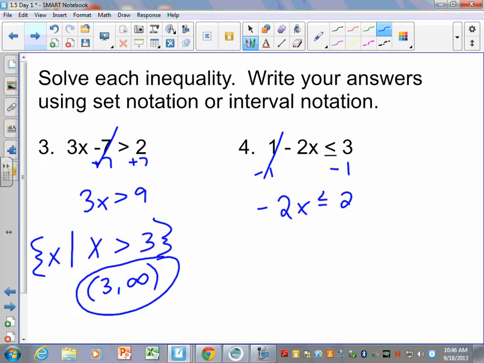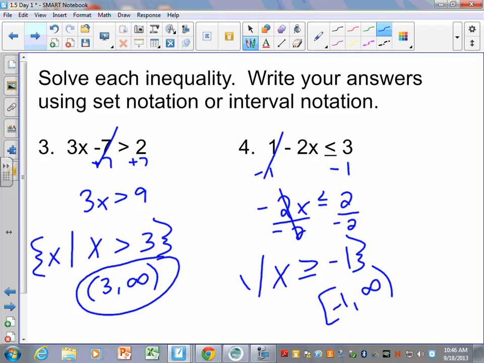So we subtract 1, right? And then what do we do? But you got to remember, with inequalities, if you multiply or divide both sides by a negative, you got to flip that inequality sign. So this changes from less than or equal to greater than or equal to -1. So that's the one little trick there. So my answer here would be including -1 to infinity. Or that would be the set notation.